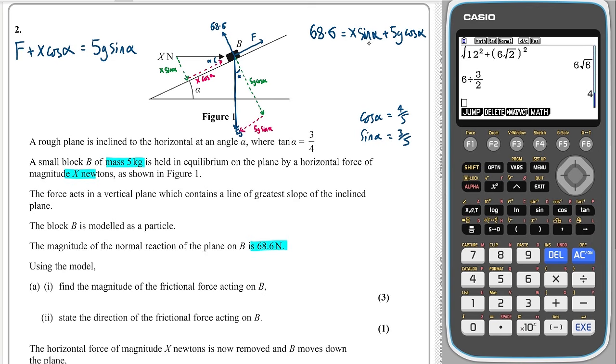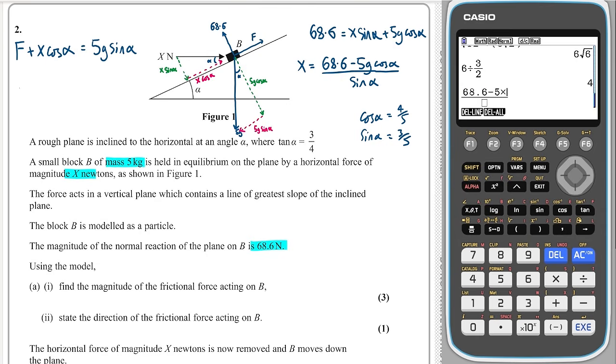We can solve now for x. So x is equal to 68.6 minus 5g cos alpha all over sine alpha. So I can go to my calculator and write 68.6 minus 5 times 9.8 times cos alpha, which is 4 over 5, and that's over sine alpha, which is 3 over 5, and I get 49. So x equals 49.